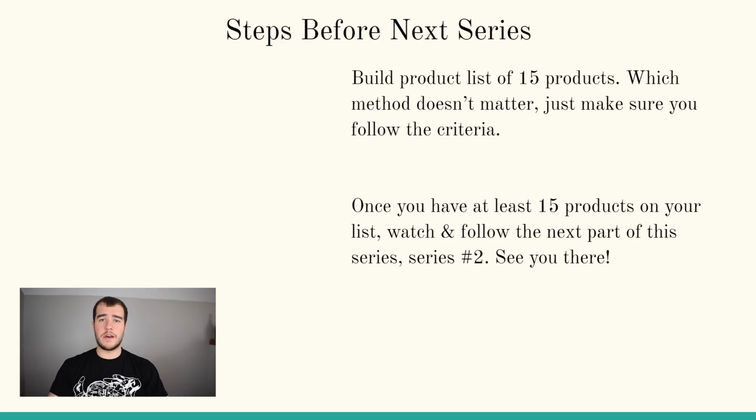So we're coming to the end of series number 1 of this training. I hope you guys are enjoying it so far. Let's cover exactly what your homework is and what I want you to accomplish before you move on to the next part of this training. So at the base level, I want you to build a product list of at least 15 products. So follow these 2 methods. I don't really care which one, just make sure that you follow the criteria that I covered in this video. And if you want to be an overachiever, of course, you can find more than 15. I'm not going to limit you to 15, but at least 15.